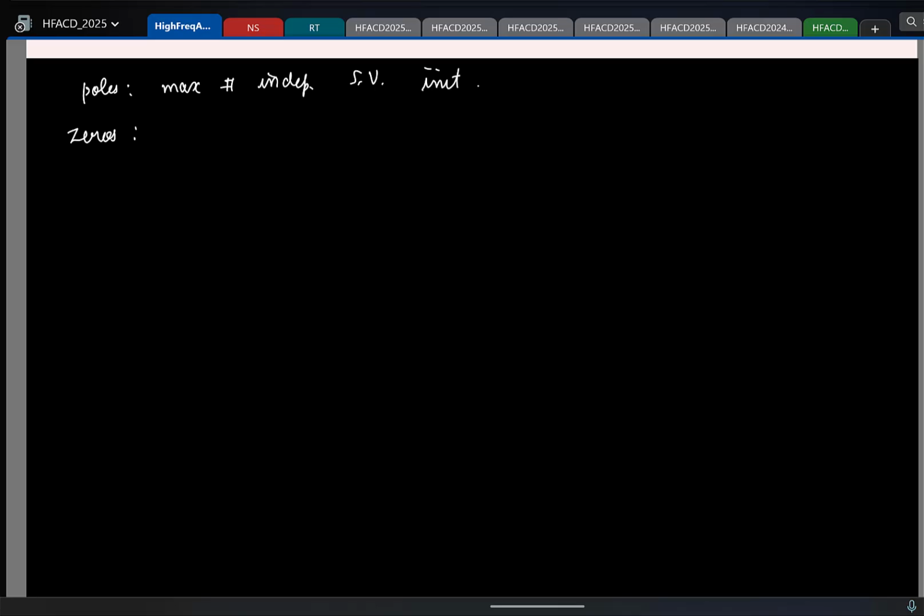How many zeros do I have? 3 zeros. That's a general principle. I hope you got it. Now, finding the zero locations is a little bit easier. The idea is very simple. You assume that the output in the Laplace domain is 0 and apply KCL in your circuit normally, and then solve for the complex frequency S that gives you the zero location.